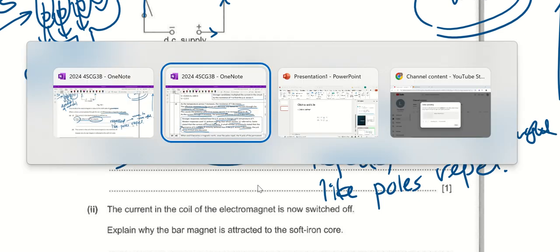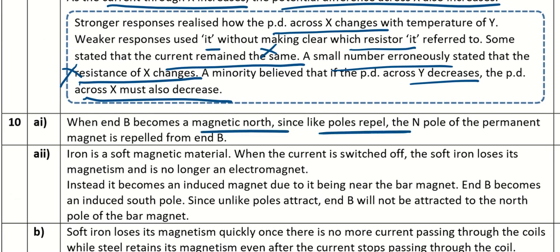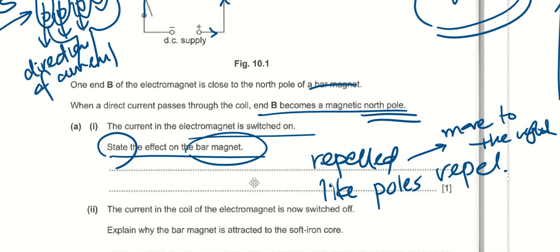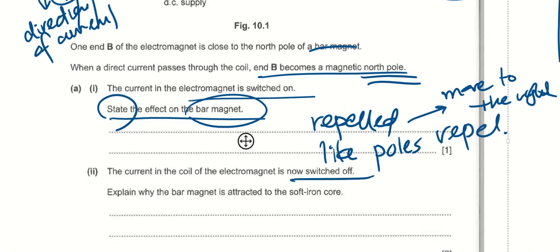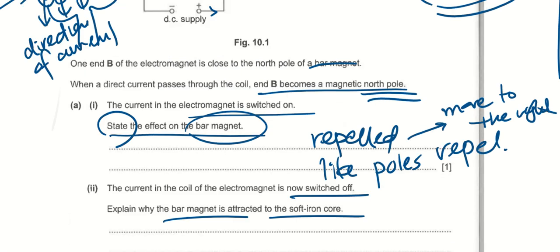Let's take a look at the answer. When NB becomes a magnetic north, since like poles repel, the north pole is repelled from NB. Okay, now the current in the coil is switched off. Explain why the bar magnet is attracted to the soft iron core.